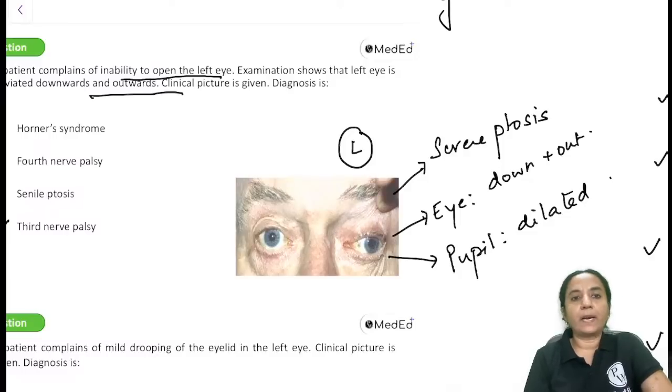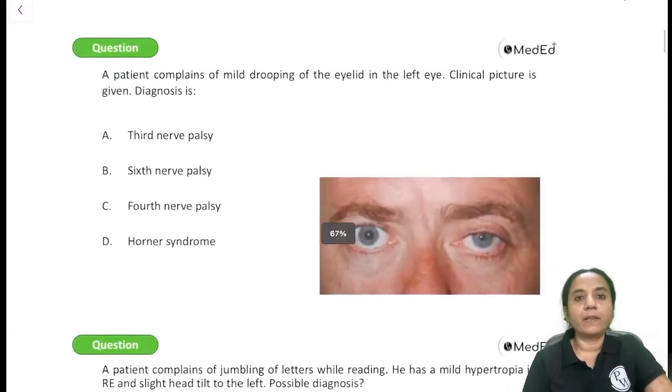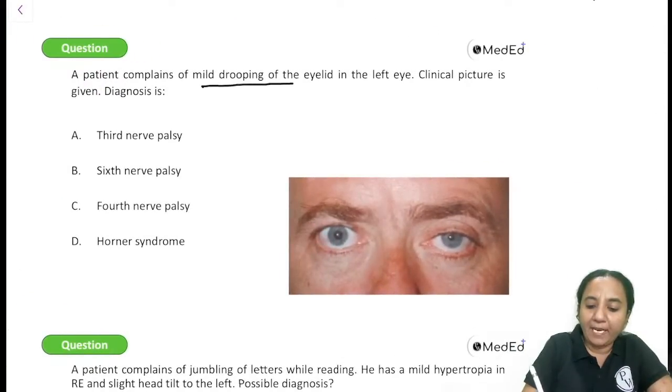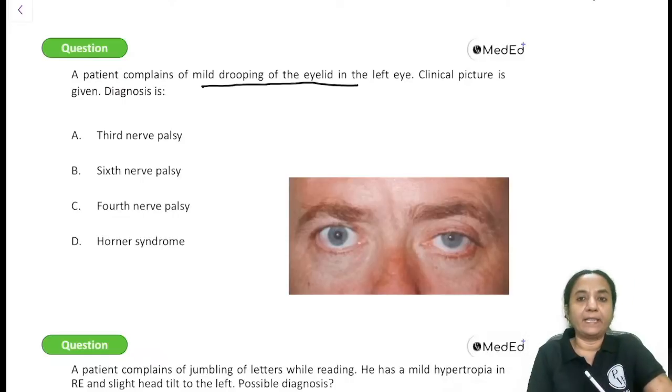Okay, so this is why it is third nerve palsy. Let's go to the next question. The next question is kind of similar. This question says that the patient complains of mild drooping of the eyelid in the left eye.